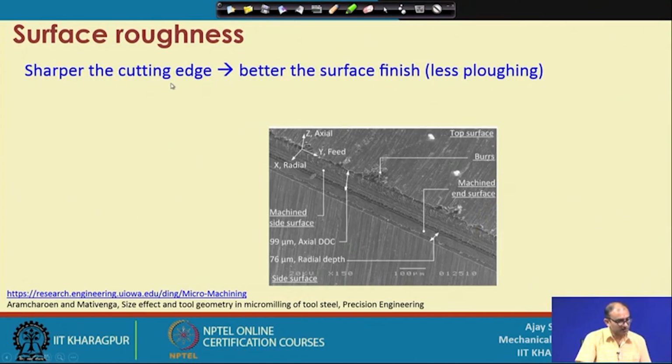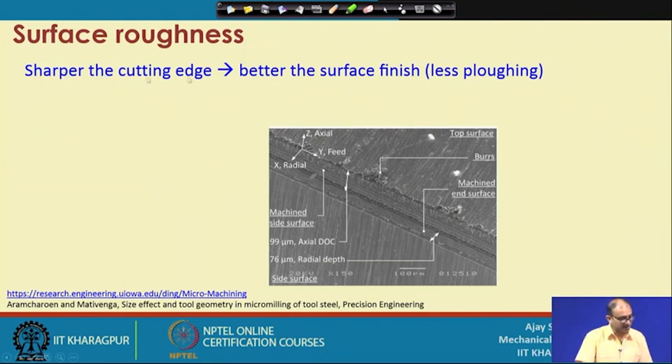So, what is the general scenario? The sharper the cutting edge, the better the surface finish, right. Because we want to avoid the plowing action. If your cutting edge is very dull, at that time we know that it is not maintaining its value with respect to the uncut chip thickness, and because of that you will end up with a rubbing and plowing type of mechanism and you are not getting a better surface finish in this case.